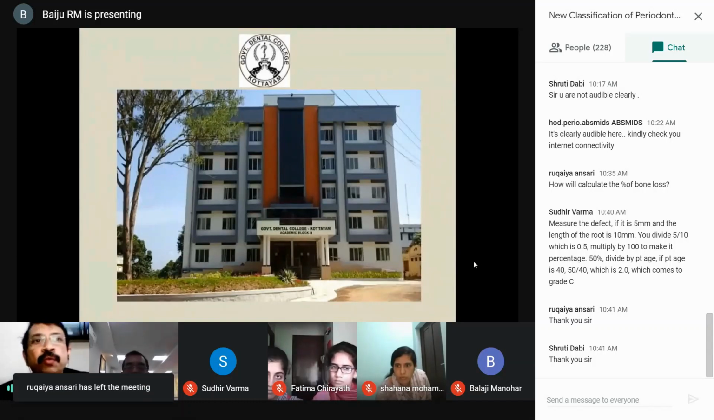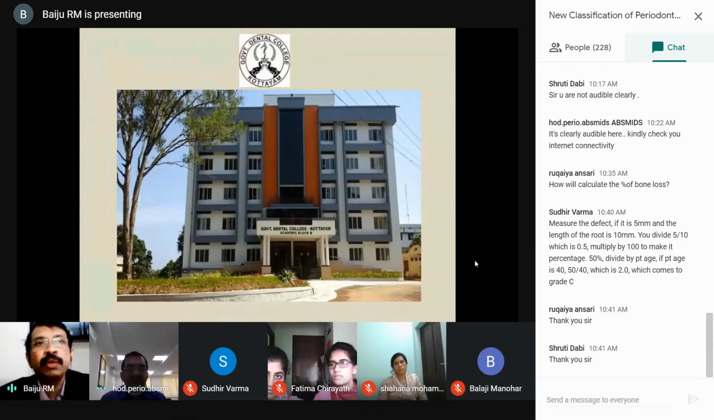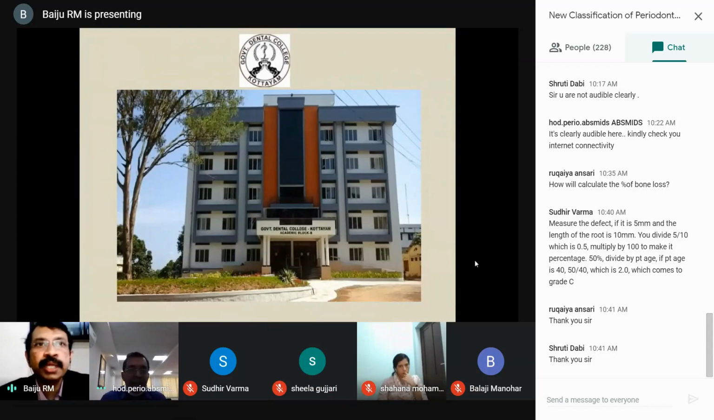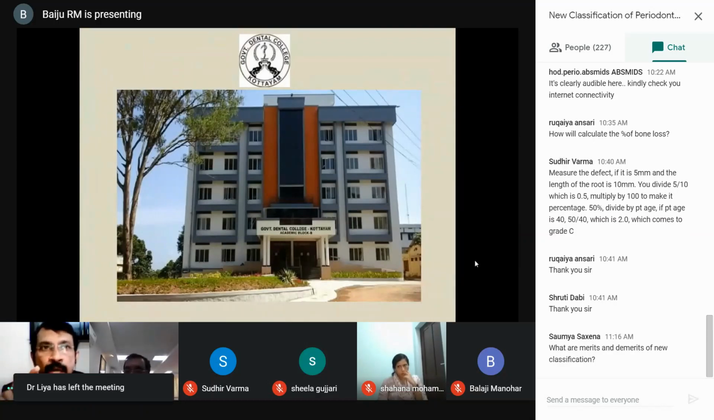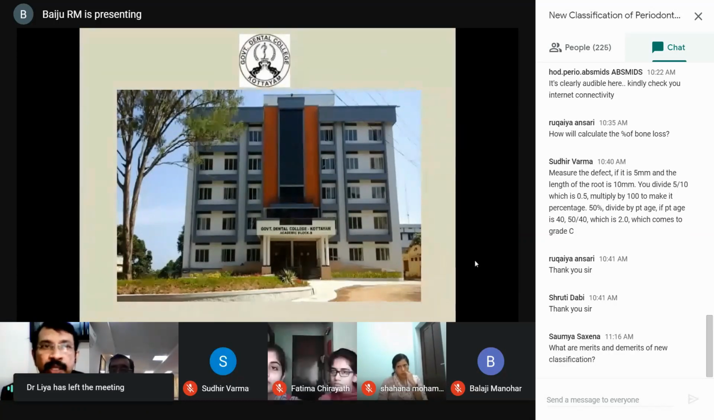Sure, sir. If you go through the presentation, when you get a chance to see the YouTube video, you can see that I have put some yellow lines on the radiographs. First, when you get a radiograph of the patient, you identify the most affected sites. Once you detect the most affected site, you divide the root length into different parts: coronal, middle, apical. You don't have to do it by drawing lines on the radiograph, but initially you may have to do it.